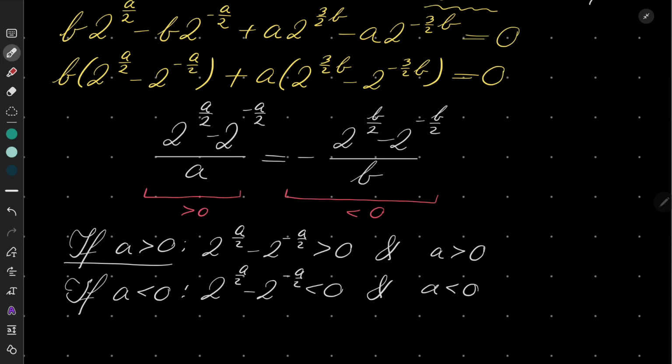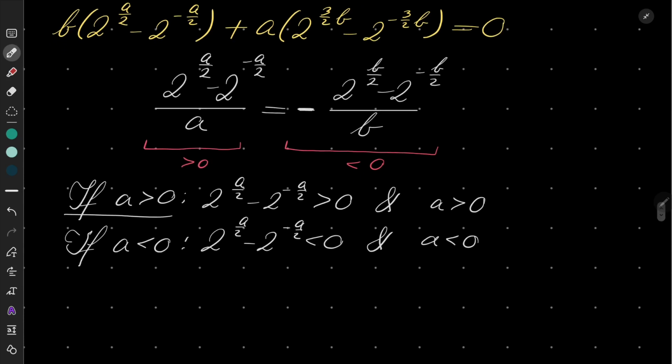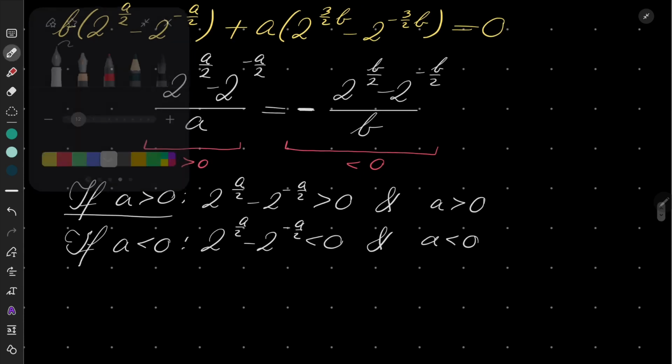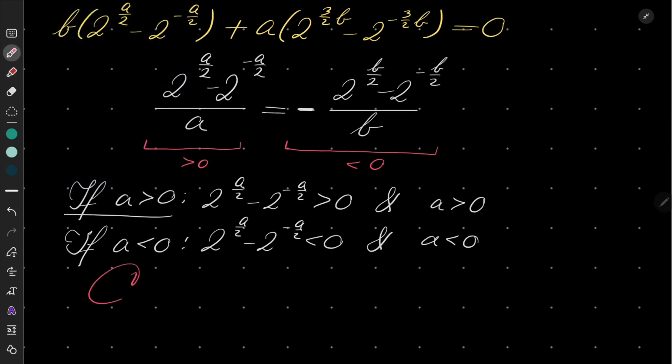The same story for the right hand side. The right hand side, including this minus, is always negative. So it's a contradiction. A positive number cannot be equal to a negative number. Contradiction.